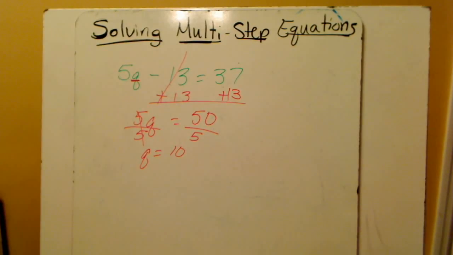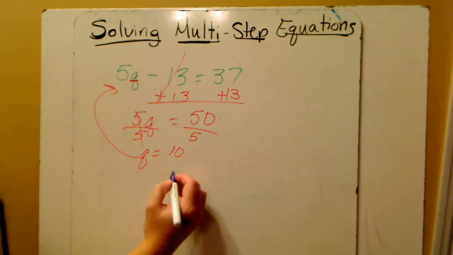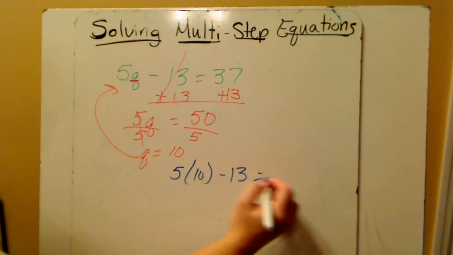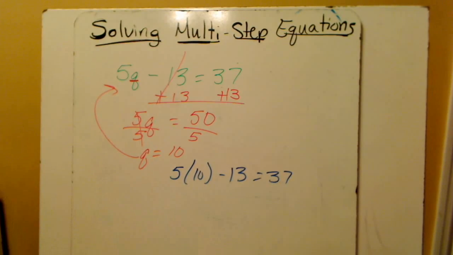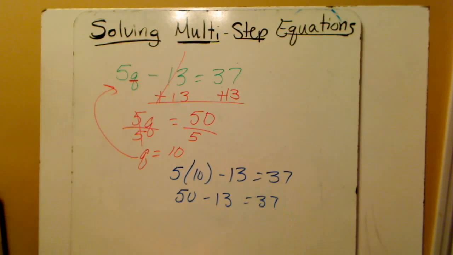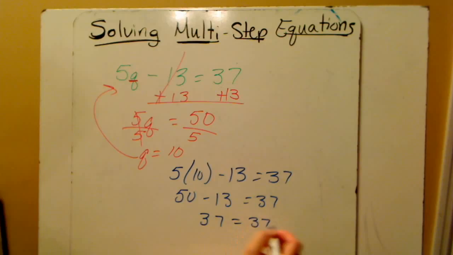Check our answer to make sure it's right. We're going to plug it back into our original. You have 5 times 10, which is 50, minus 13 equals 37. And 37 equals 37, so it does check.